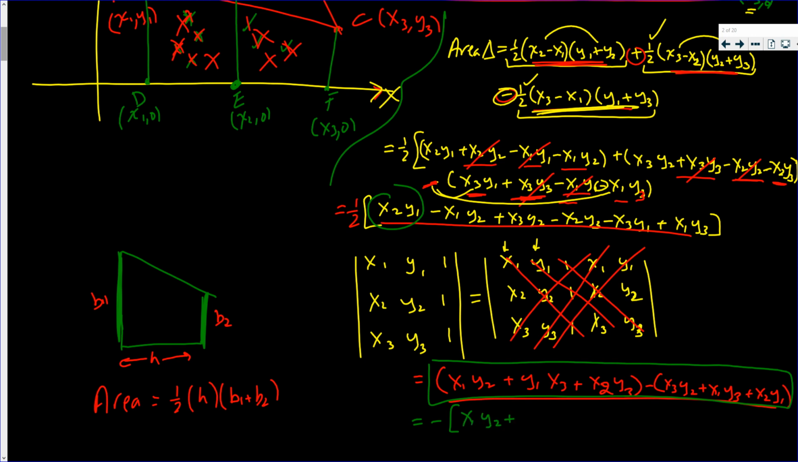x1, y2 plus y1, x3 plus x2, y3 minus x3y2 plus x1y3 plus x2y1. It's going to be one of those two. It's going to be the absolute value. Okay, so I have plus x2y1.